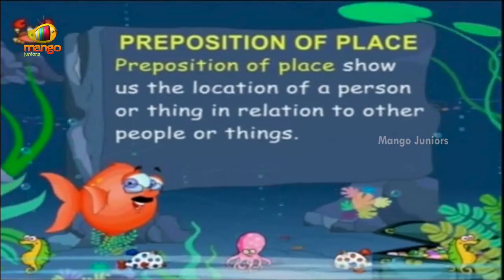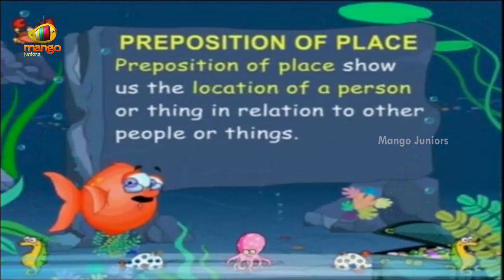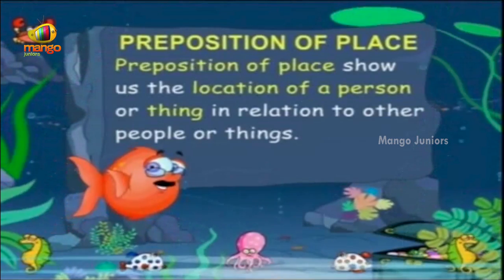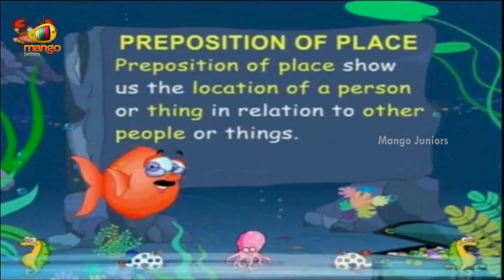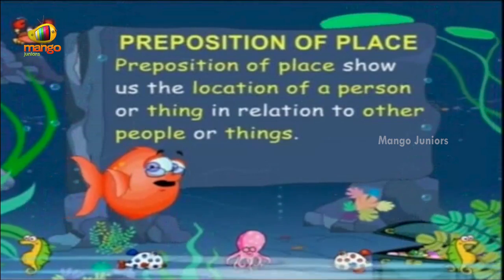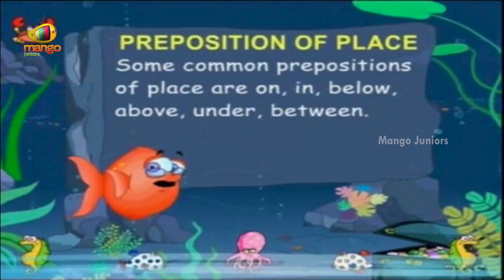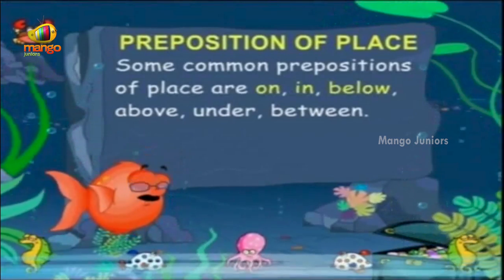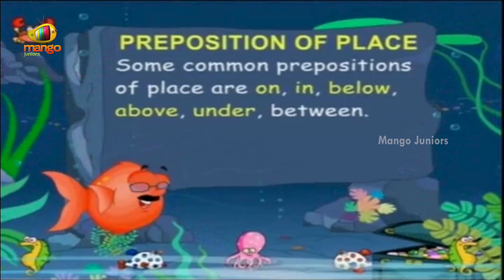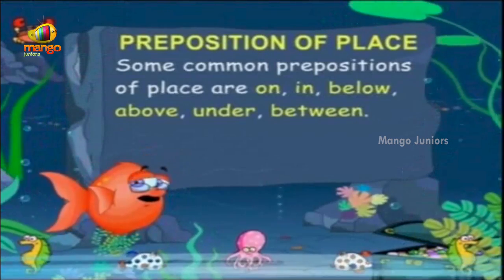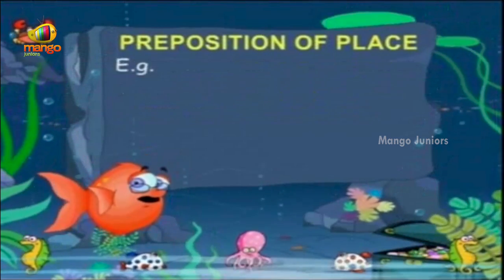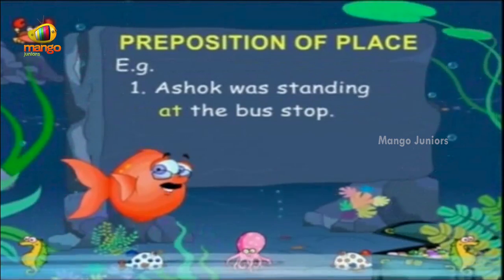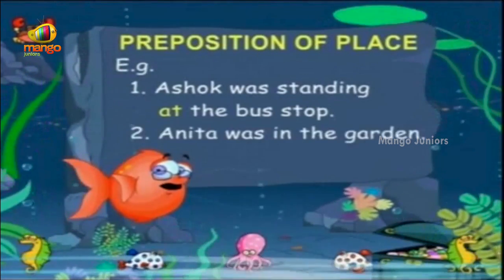Preposition of place shows us the location of a person or thing in relation to the other people or things. Some common prepositions of place are on, in, below, above, under, between. Example, Ashok was standing at the bus stop. Anita was in the garden.